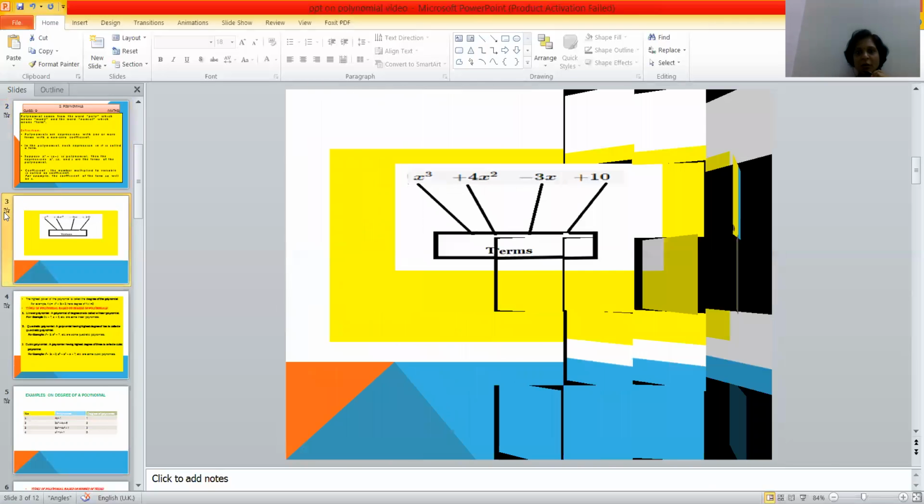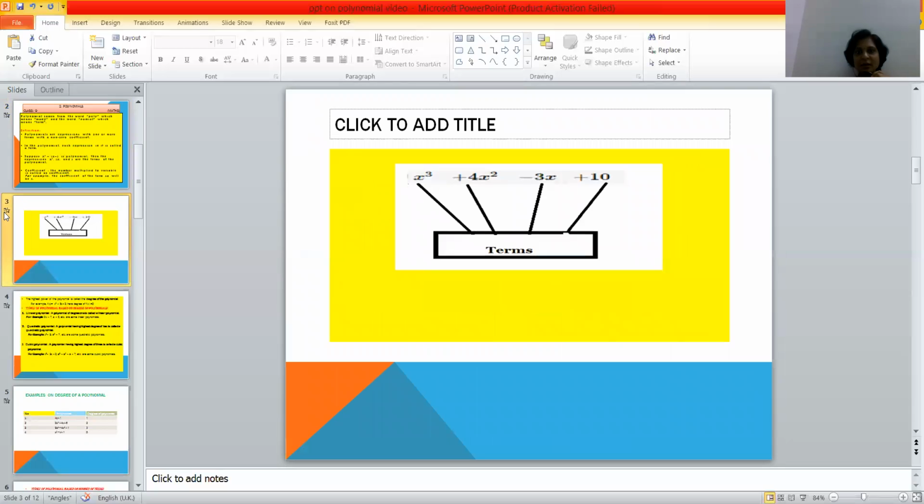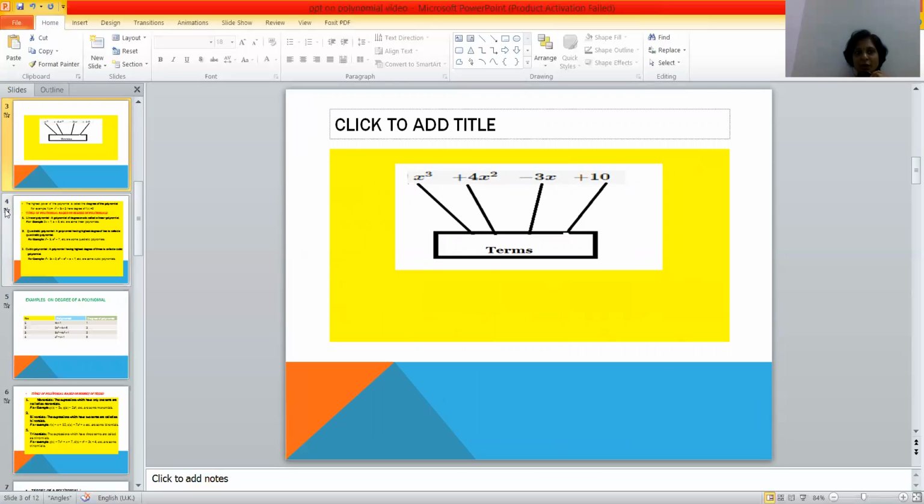Here on the screen you can see one polynomial. It has 4 terms: x cube, 4x square, minus 3x and 10.